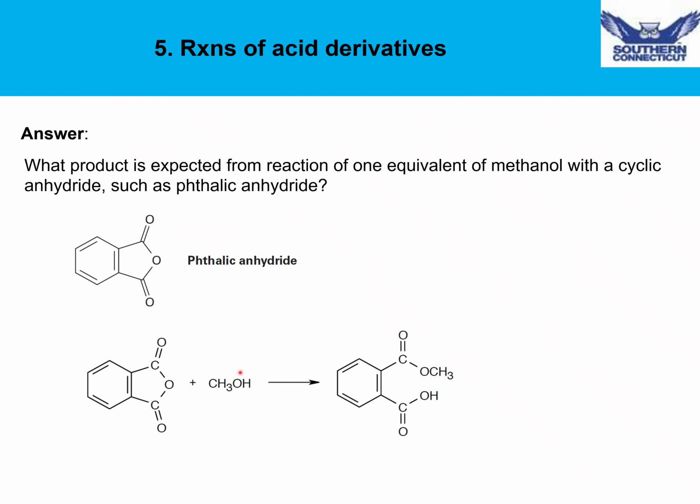As we saw in some of the examples in this section, alcohols add to acid anhydrides by an acyl substitution. In this example, we have simply a cyclic anhydride, so we should see a similar reaction. If we use one equivalent of methanol, then the alcohol should add to one of these carbonyls, either one. In this case, it would not matter since the anhydride is symmetrical.